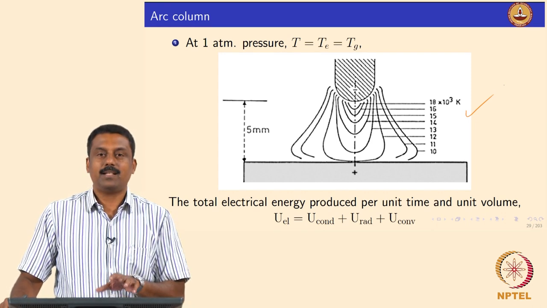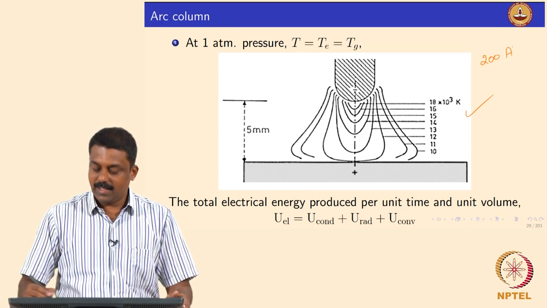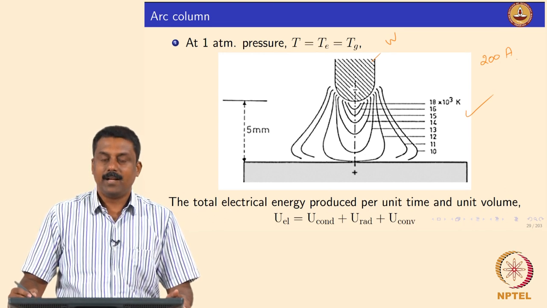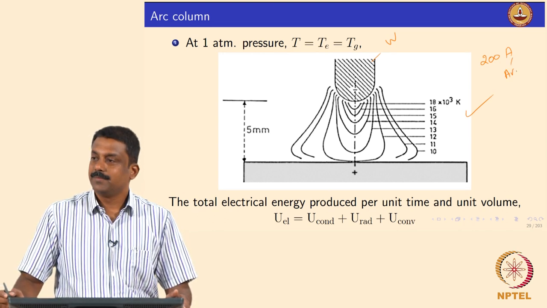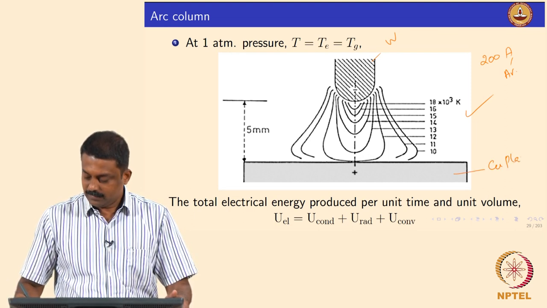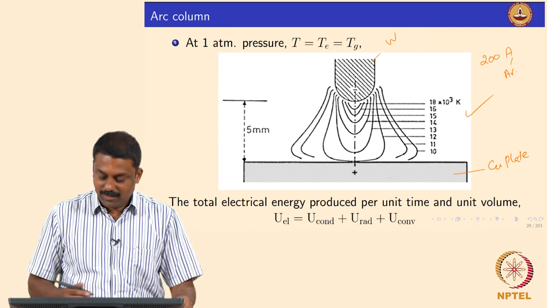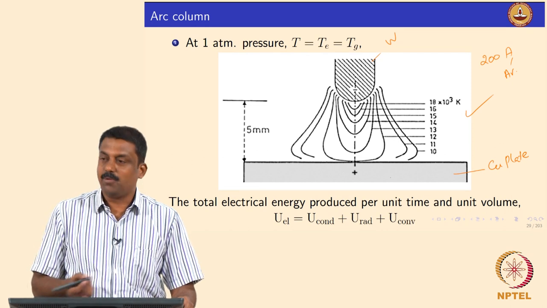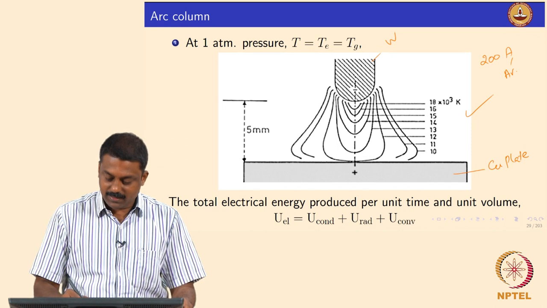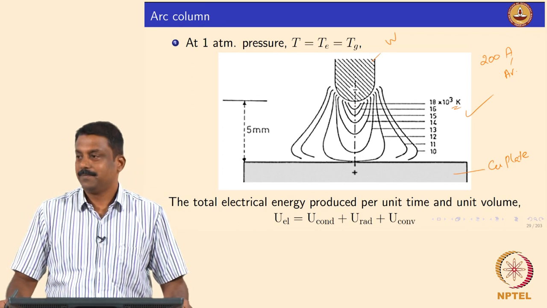So this is real experimental data. It is done using 200 amperes current, with a tungsten thoriated electrode in argon atmosphere. And this anode is a copper plate, which is a water cooled copper plate, so it's fully cooled. When you look at the typical temperature distribution at one atmosphere, at the center of the arc, the temperature can go up to 18,000 Kelvin.